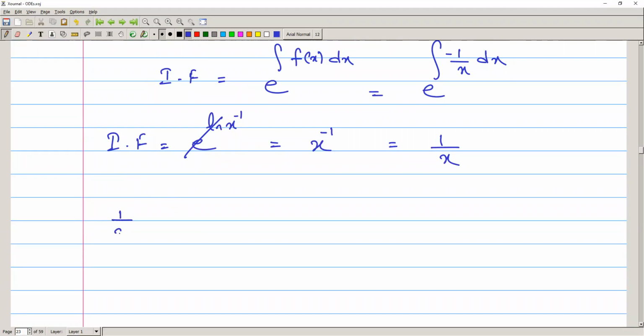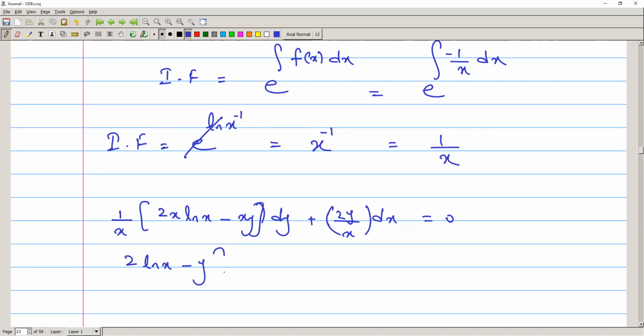So let's do that. 1 over x times 2x ln x minus xy dy plus 2y over x dx is equal to 0. Now we also multiply by 1 over x here. Sorry, we already multiplied. Doing something messy. So now, first of all, let's simplify this problem. It will be 2 ln x minus y dy.